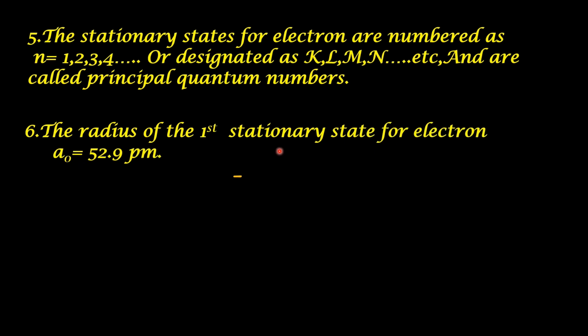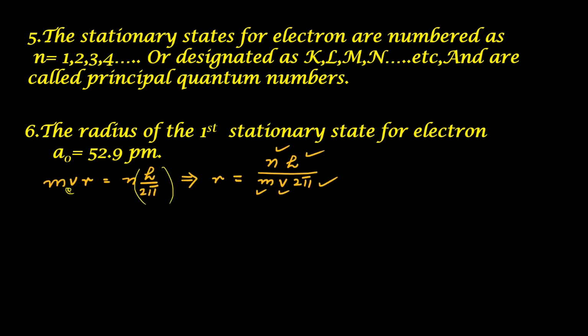The sixth postulate states that the radius of the first stationary state for the electron, a naught, is equal to 52.9 picometer. You know, 1 picometer is equal to 10 raised to minus 12 meter. It is a small value. The radius can be calculated from the expression for angular momentum. Radius is equal to n into h by mass of the electron into its velocity into 2 pi. For n equal to 1, the value obtained is 52.9 picometer. The radius of the first orbit is called Bohr radius.